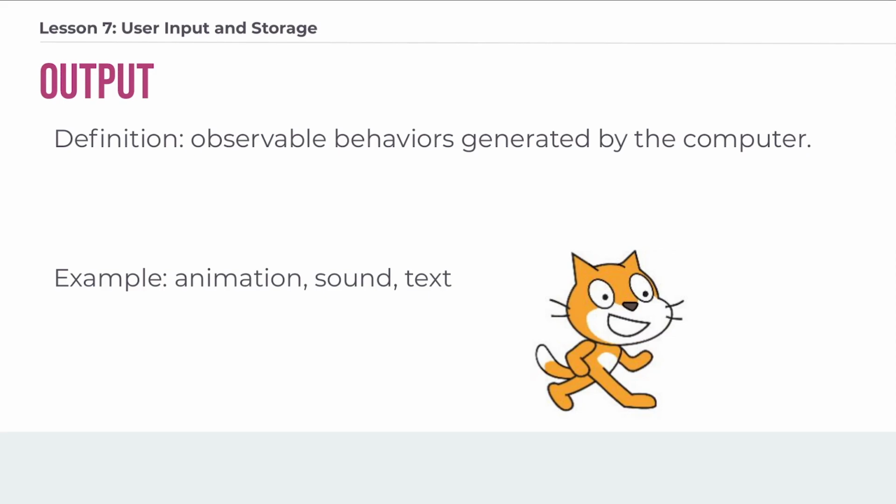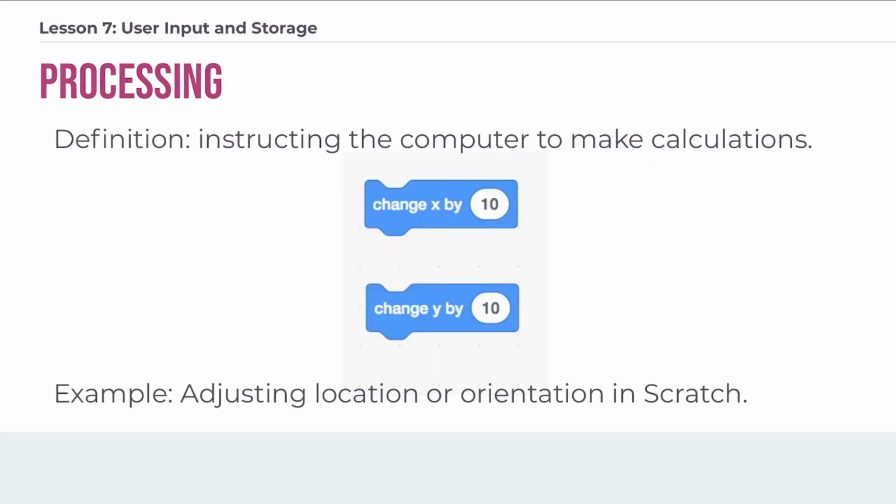So as an example, we know that we can make our cat say something. We can make our cat say hello, and we can see that on the screen, and it's an observable behavior. We can animate, we can make our cat move. We know that there are sounds associated. So something that can be observed by the user would be output of our program.